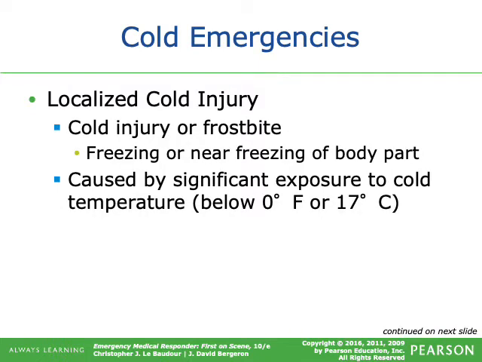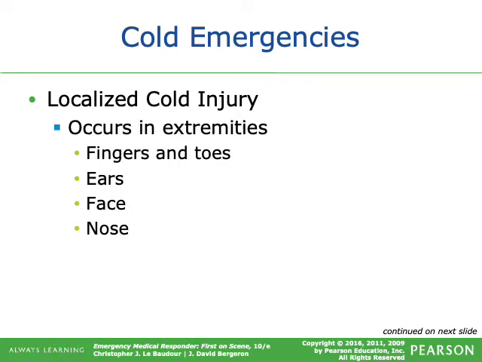All right, localized cold injuries. This includes frostbite. It's going to be freezing or near freezing of a body part. It's caused by significant exposure to cold temperature below 0 degrees Fahrenheit or 17 degrees Celsius. So it's generally going to occur in the extremities: fingers, toes, ears, nose, and face.